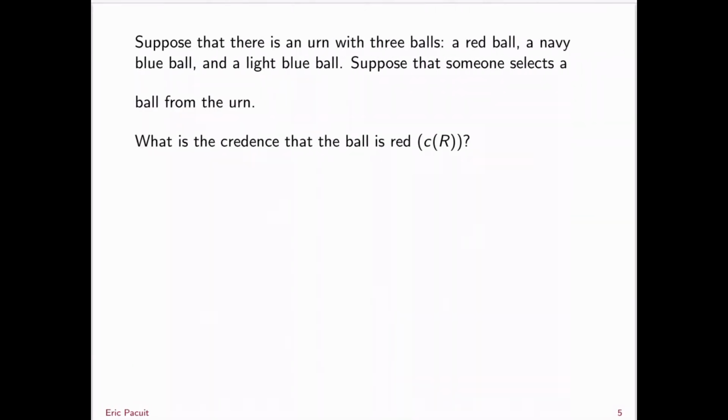So let's talk about this principle of indifference and think about how it might be applied. So let's change the situation a little bit. Suppose there's an urn with a red ball, but now we have 2 blue balls. We have a navy blue ball and a light blue ball. So there's 2 balls that are blue, but they're different shades of blue. One is navy blue, a slightly darker blue, and the other is just light blue. And again, someone selects a ball from the urn. So the question is, what's the credence that the ball is red? That is, what is C of R?